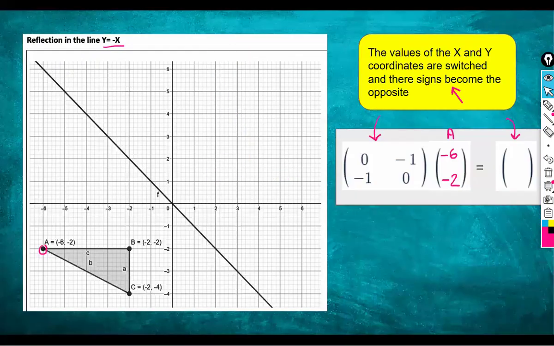Prove it. Once again, if the examiner asks you to use the matrix C method to do a reflection in the line y equals minus x, we have to take the matrix C we're supposed to memorize and test run it on point A, which is minus 6, minus 2, and see if we get the same answer. The minus 2 swings up to the top, so we have two values on top now, minus 6 and minus 2. Photocopy it to the top, and photocopy it underneath.